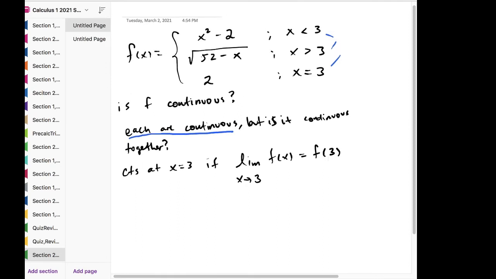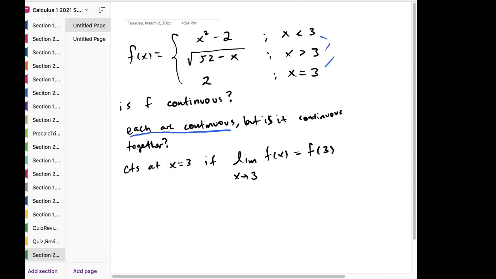So first of all, what is f of 3? Right, f of 3 is 2. The only function we care about specifically at 3 is this third function. So f of 3 is 2. Now let's think about the limit. What do I need to do to calculate this limit? Right, I need left and right limits because there's different things going on to the left and right.